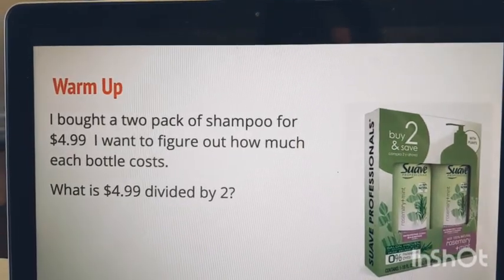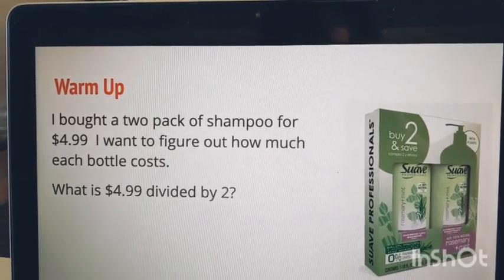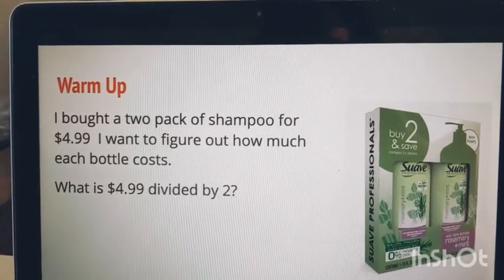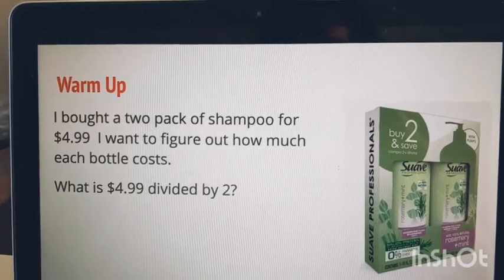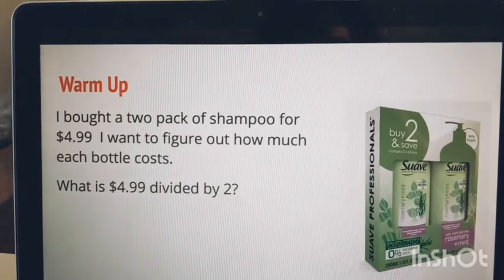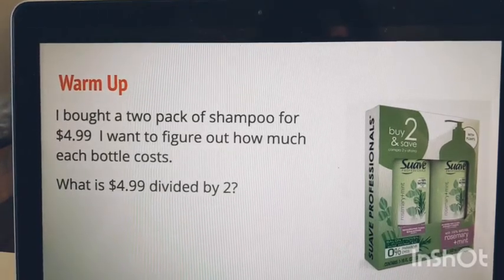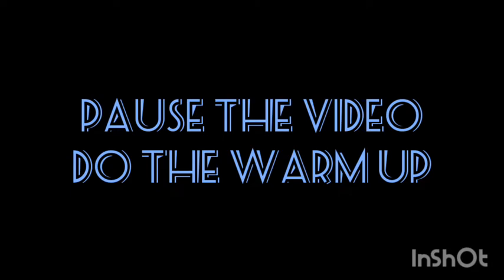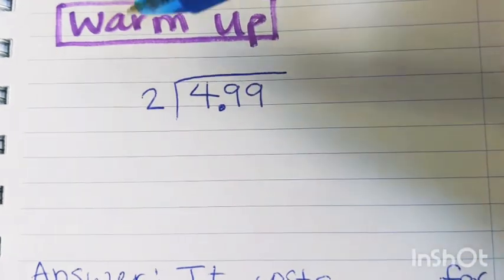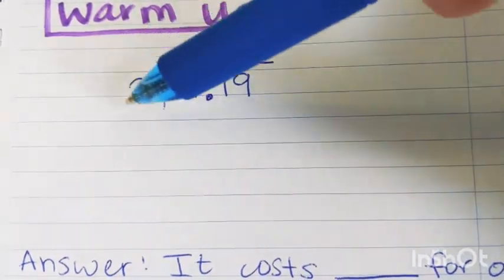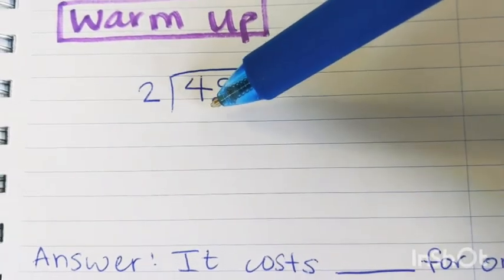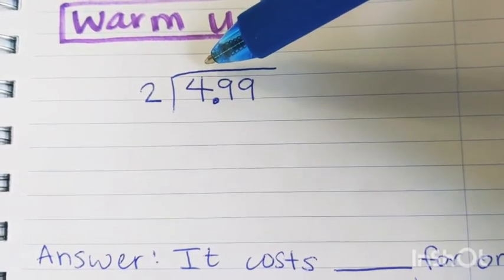So I want to figure out, if I buy a pack of 2 shampoos from the store, how much each bottle costs. So I'm figuring out what is $4.99 divided by 2. Again, this is a good chance for us to practice dividing with decimals. So let's go through this long division problem. I'm going to start by doing it as if it's 2 going into 499, and then I'll add my decimal point back in at the end.